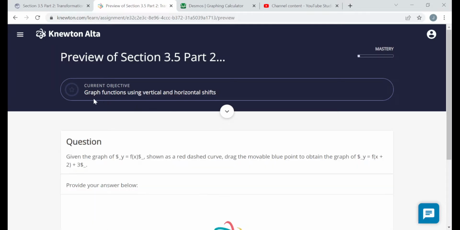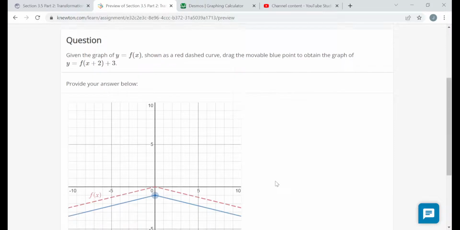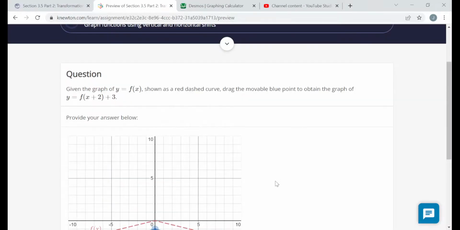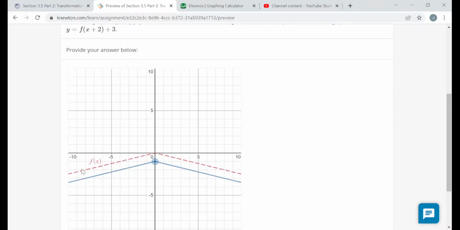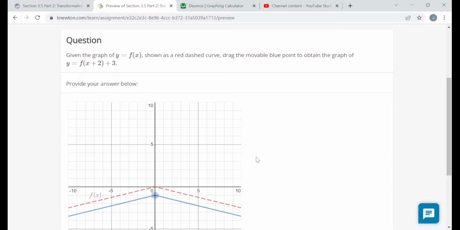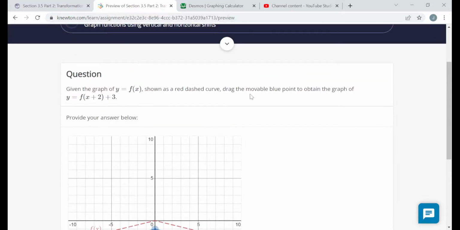All right, so now we're into graphing functions using vertical and horizontal shifts. So it's another one where the graph of the red dashed curve, that's f. That's y equals f of x. We're asked to drag the movable blue point to obtain the graph of y equals f of x plus 2, and then you see plus 3 outside.